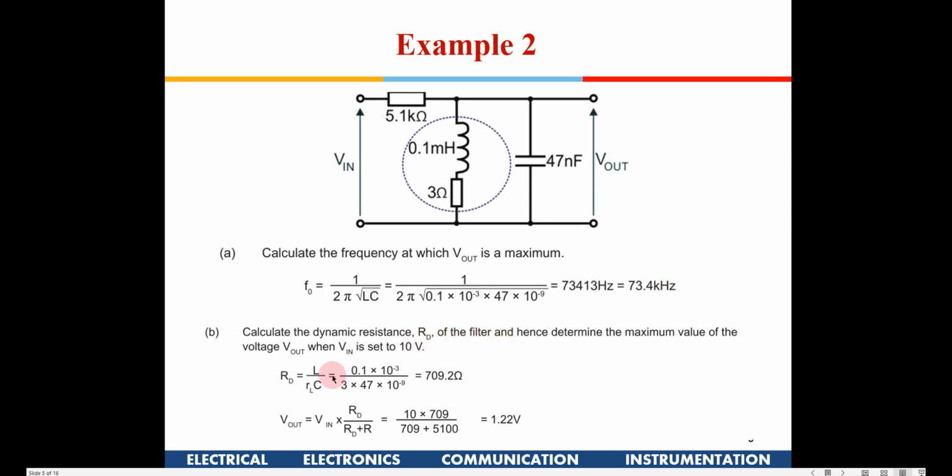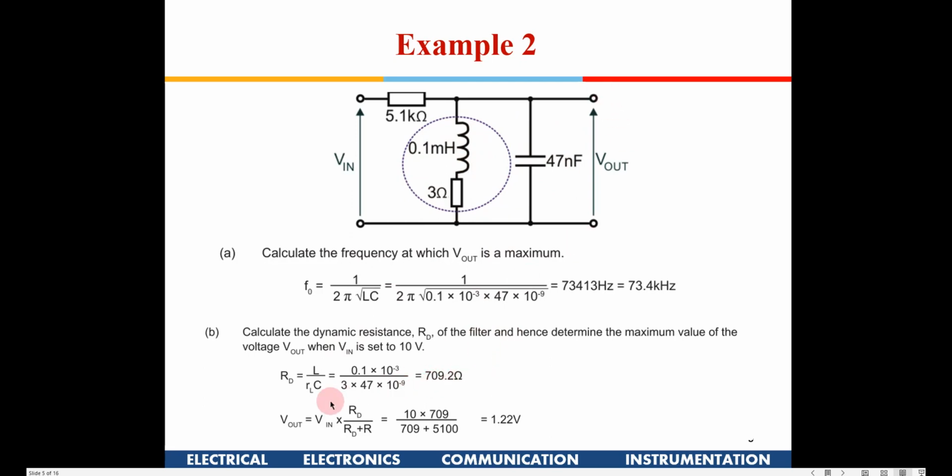Now to compute RD, you have this formula L divided by r L C. Now this is not this RL. Remember, this is the RL which is coming in series with the inductor. That's why it's written as a small r L. Okay, so you compute the RD. At resonance this entire thing gets replaced by RD. So the RD value is 709.2.